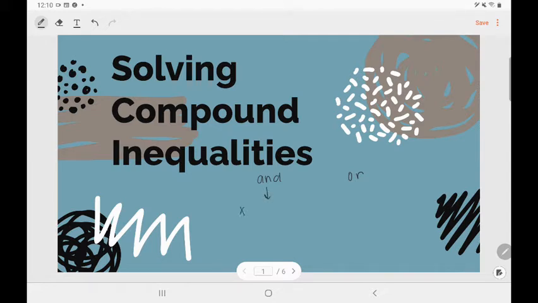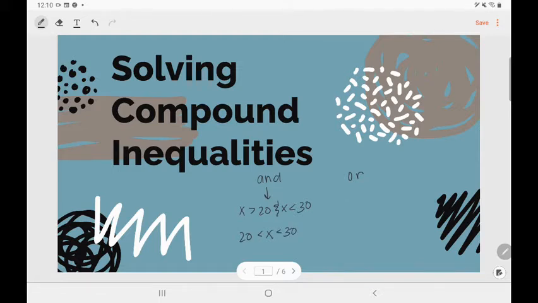Remember that "and" inequalities can be written shorthand. For example, if I have x is greater than 20, but x is less than 30, I can rewrite this inequality as x is greater than 20, and I'm going to use that x twice. X is smaller than 30.